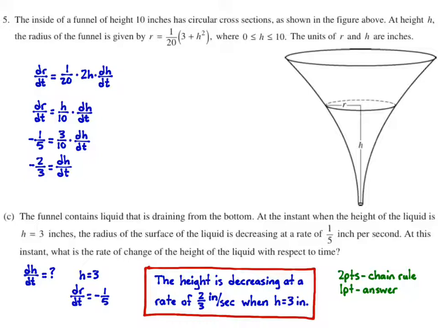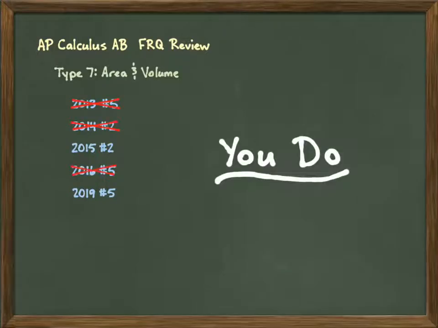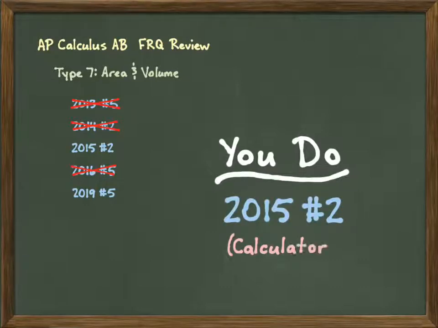Make sure you grade it accurately and honestly, and then input your scores for the last 2 problems into Socrative. The next problem that we're going to do is a you-do problem. It's going to be question number 2 from 2015. It is a calculator-based problem. So do it to the best of your ability. Set a timer for 10 minutes and see how you did by grading it in the next video.